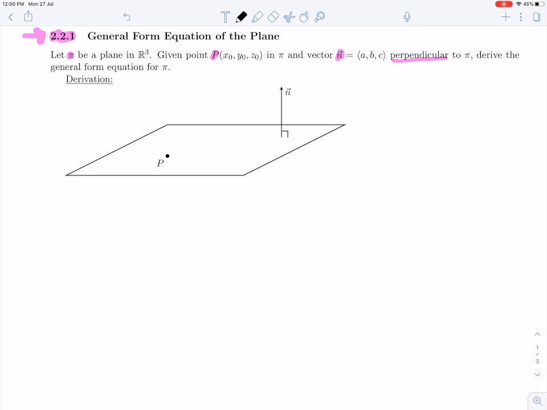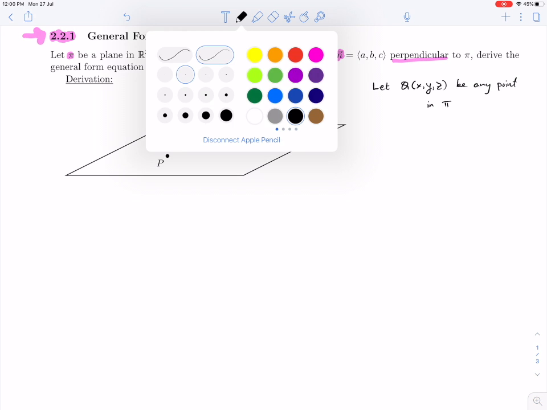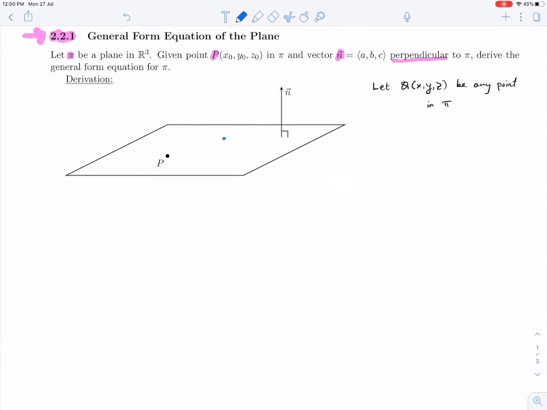The way that we're going to do that, we're going to start out here by letting Q = (x, y, z) be any point in the plane, any point in pi. So let me go ahead and add point Q here. It doesn't matter where it is. How about there? That means that I can draw a vector PQ between the points, and I can represent the origin maybe somewhere here. And that's a good time to mention.